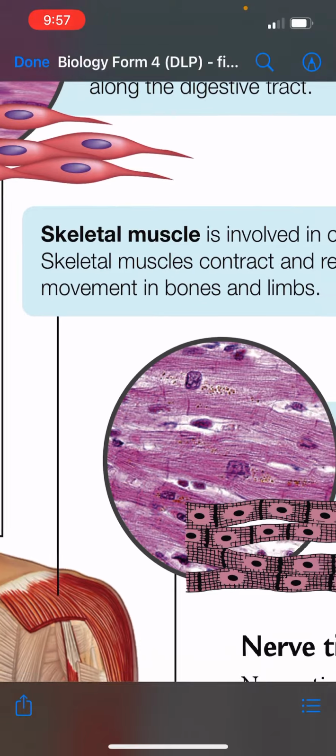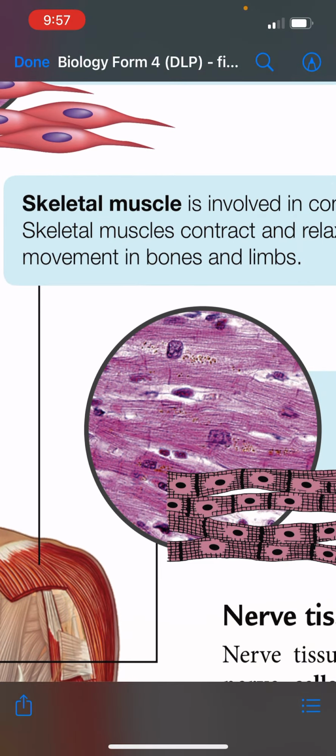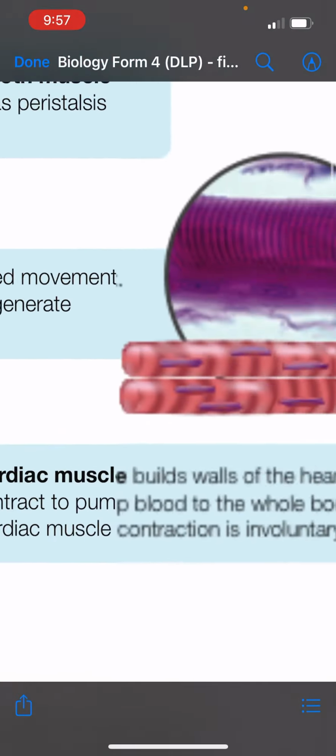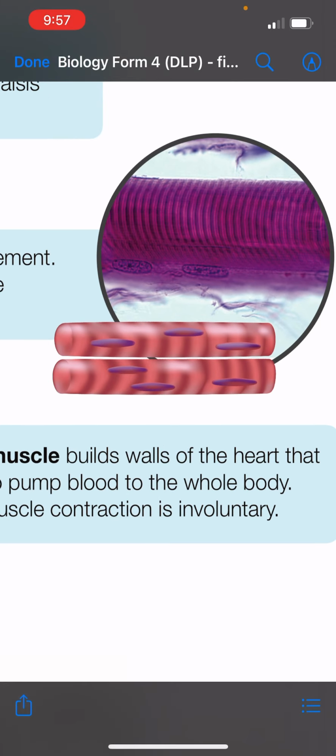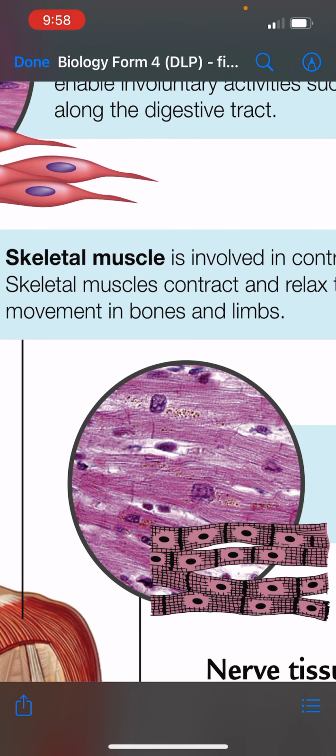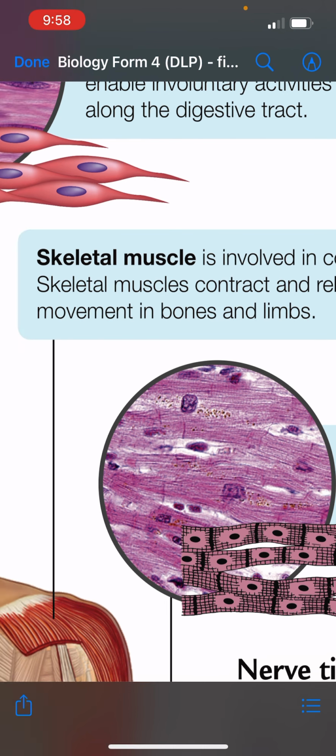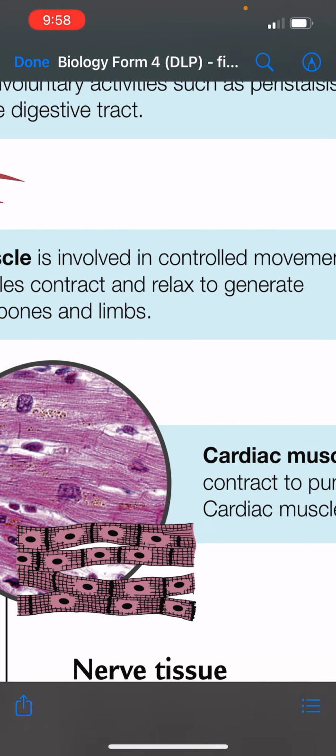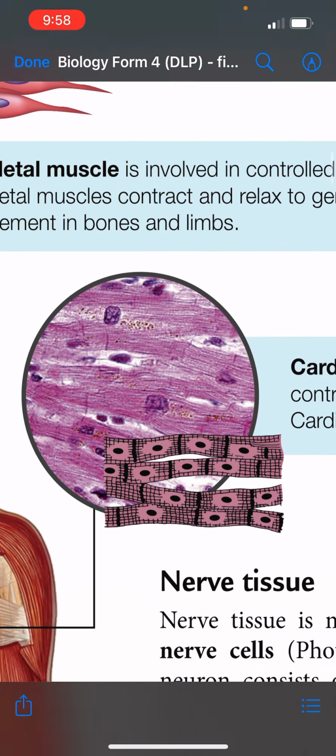Second example, skeletal muscle. How does it look? It looks like this one. Like a worm, like an earthworm. Earthworm looking, that is skeletal muscle. Skeletal muscle is related to the skeleton, for movement. The skeletal muscle connects with the skeleton or bones to allow movement. When the skeletal muscle contracts and relaxes, it can move the bone and the limb.